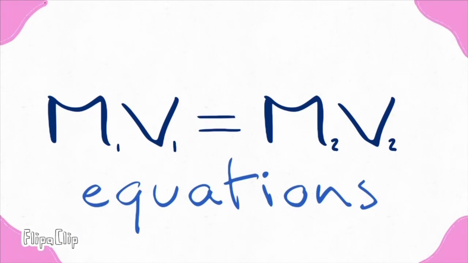M1V1 equals M2V2 equations are useful when trying to figure out the needed mass or volume to create a specific solution. To perform this, you will need to substitute the mass and volume of an original solution and the mass and volume of a second solution into the equation, leaving the unknown quantity as its variable and solving for it.